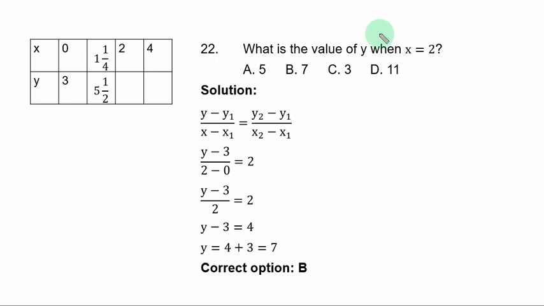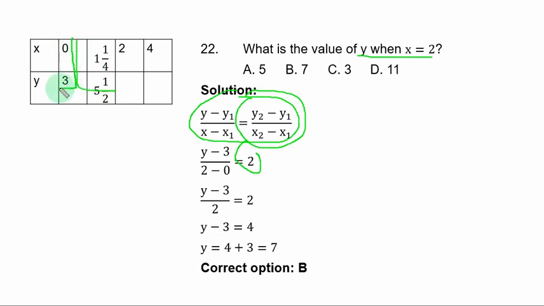Question 22. What is the value of y when x is equal to 2? So we simply use the point gradient form of solving the equation of a line. Already the right hand side is the gradient that we obtained as 2 earlier. You can use any of these 2 points, but 0, 3 will be easier for us. So this is why you are looking for when x is 2.